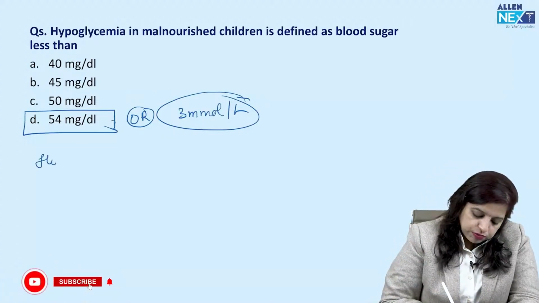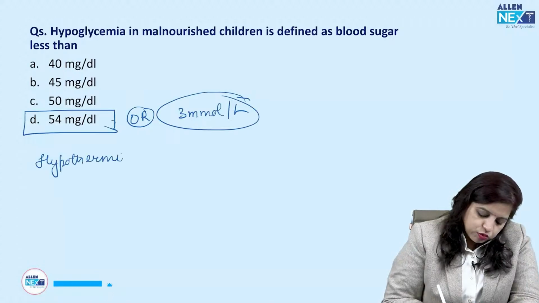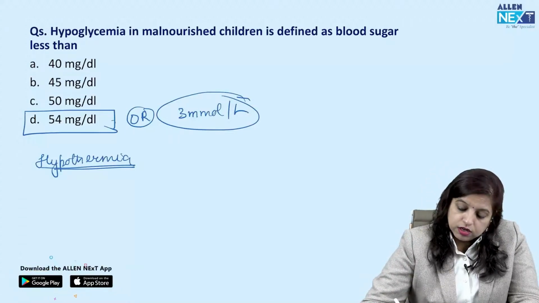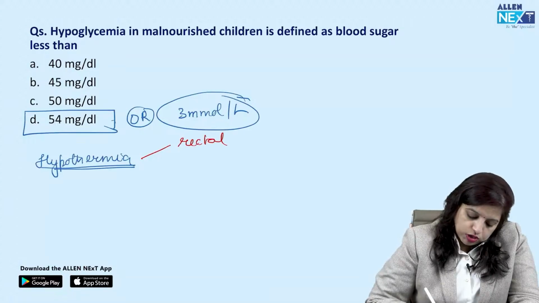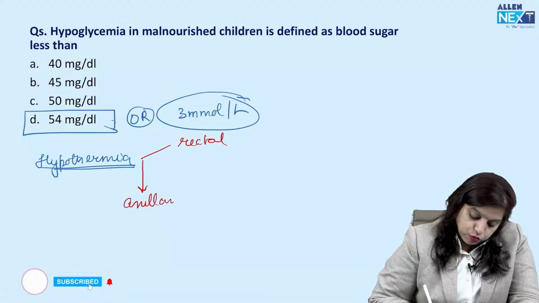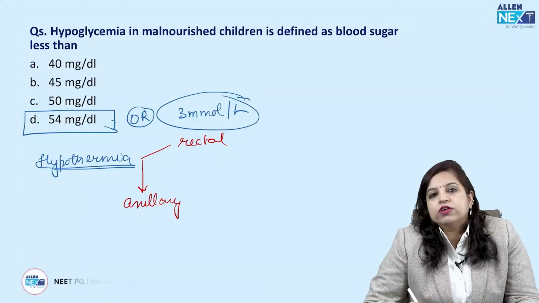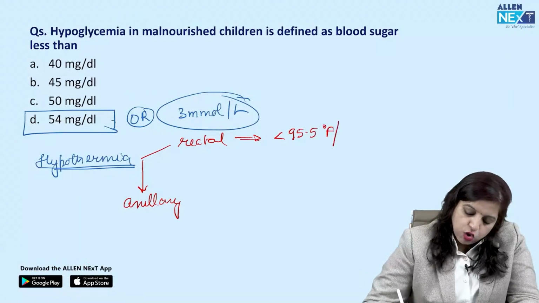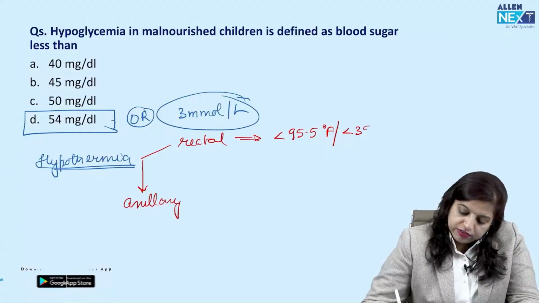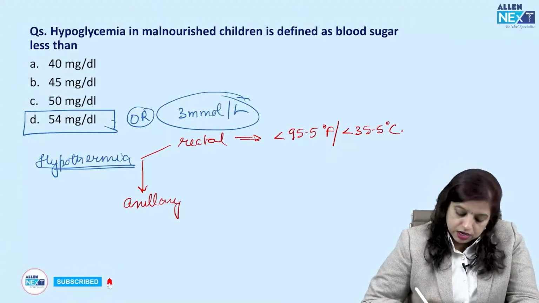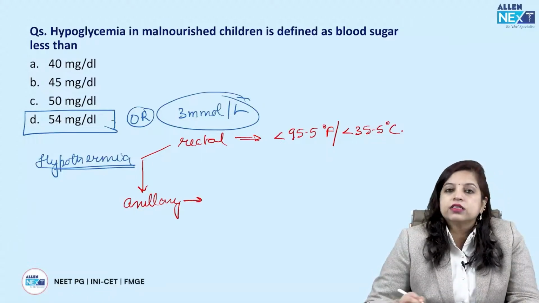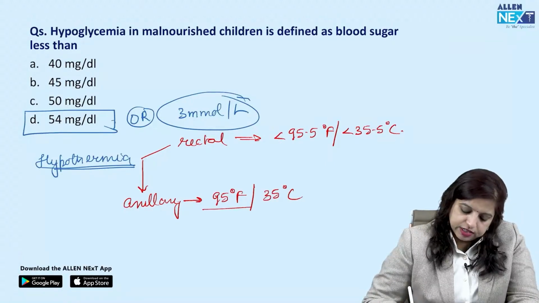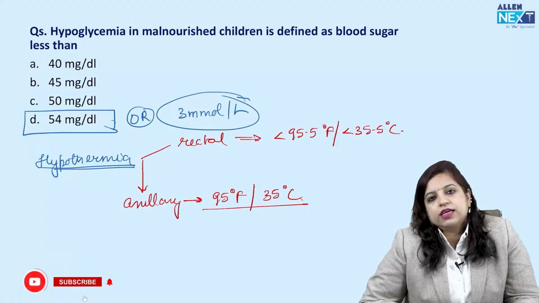What about hypothermia? What are the cutoffs for defining hypothermia in a child suffering from severe acute malnutrition? That all depends on whether we are going for the rectal temperature or the axillary temperature, because the cutoffs for both sites are different. For rectal temperature, any temperature less than 95.5 degree Fahrenheit or less than 35.5 degree centigrade is hypothermia. For the axillary site, this cutoff is 95 degree Fahrenheit or 35 degree centigrade. So anything less than that is considered hypothermia.